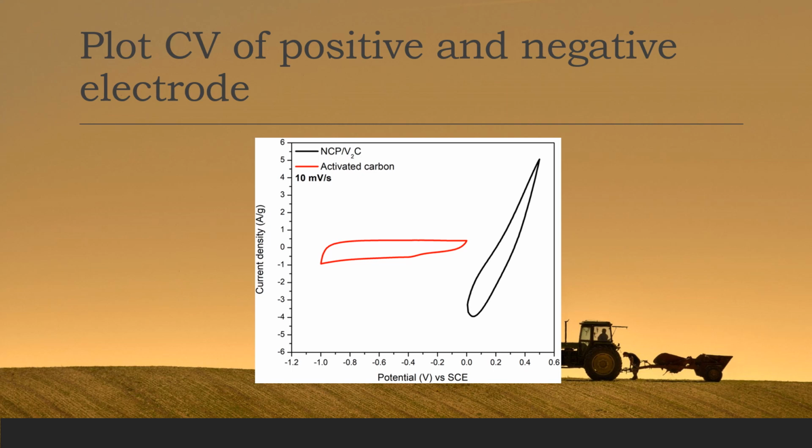Okay, to explain this graph, you just explain the capability of your positive electrode, the potential window in this case from 0 to 0.5 volt, and for the negative electrode from 0 to negative 1 volt. So that's why when we combine them into a device, we can show that the maximum potential window that can be achieved by the sample is 1.5 volt.